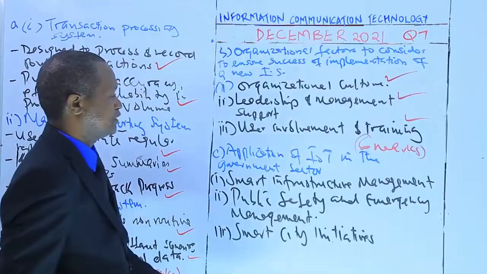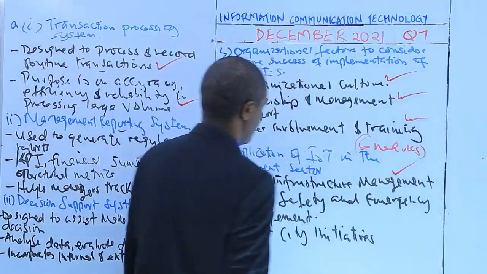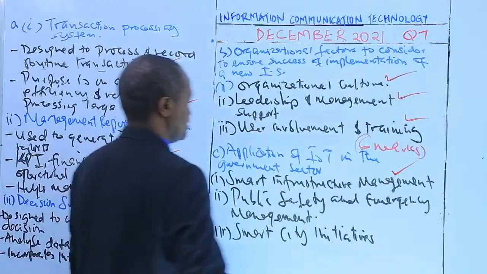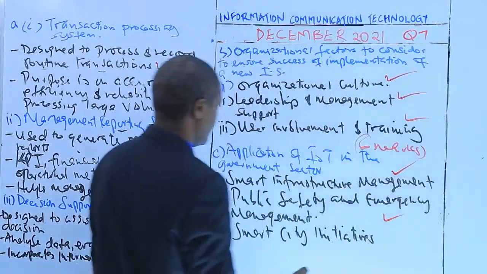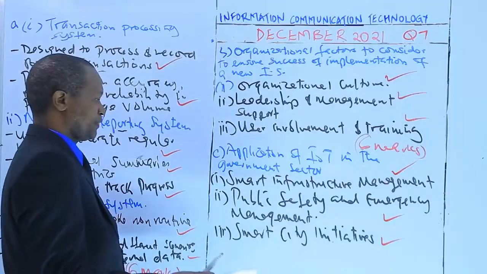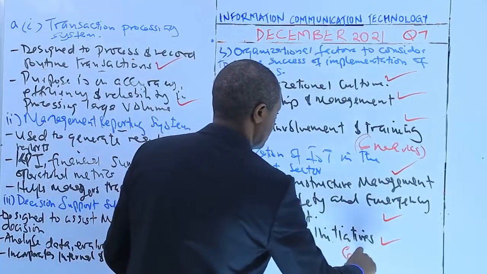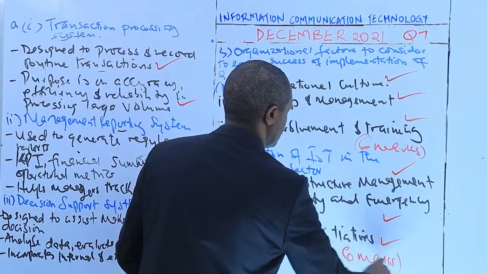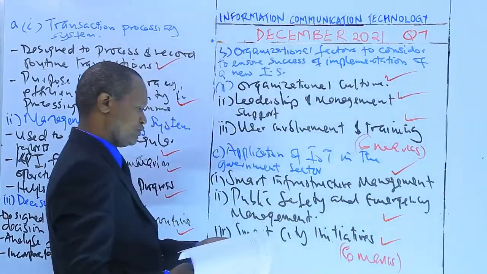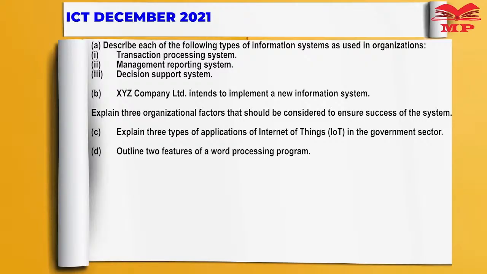So applications: smart infrastructure management, number 1. Number 2, public safety and emergency management. Then number 3, smart city initiatives. These are 3 applications, 6 marks. Then moving on to the last part of this question, outline 2 features of a word processing document.